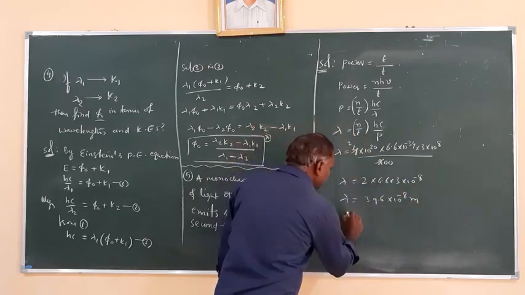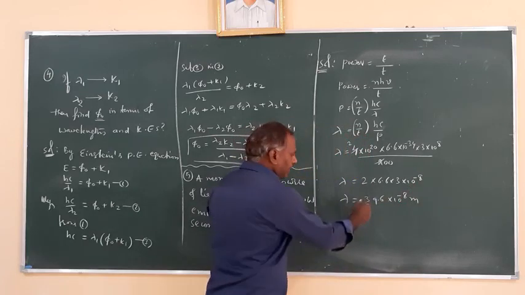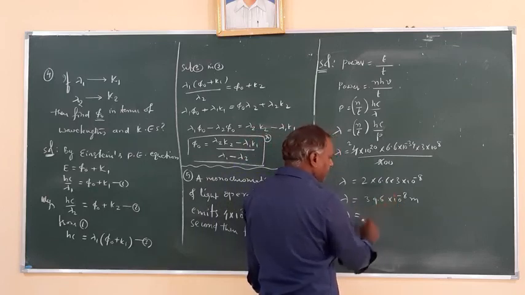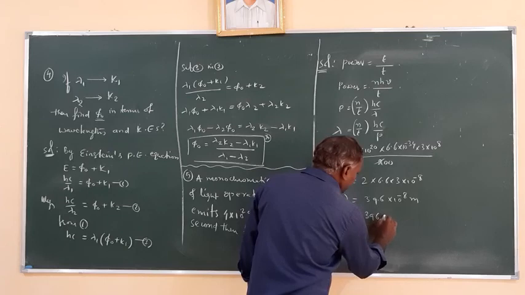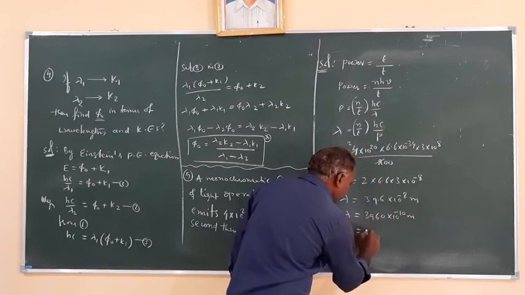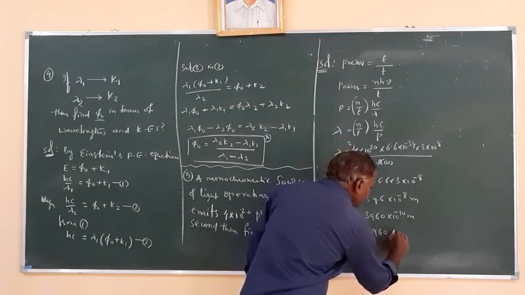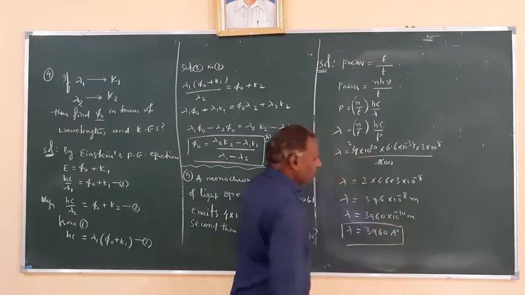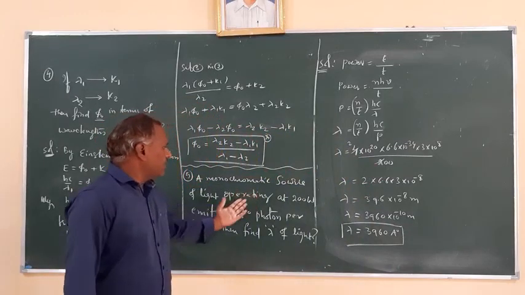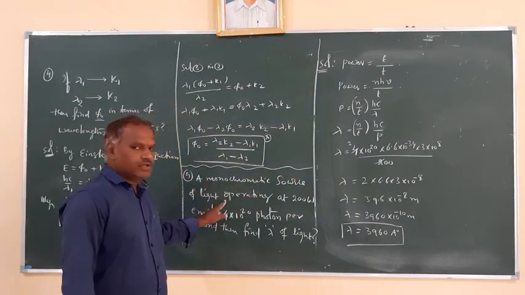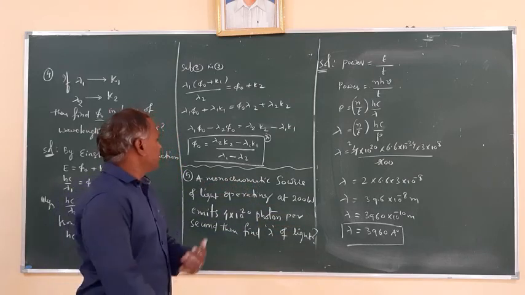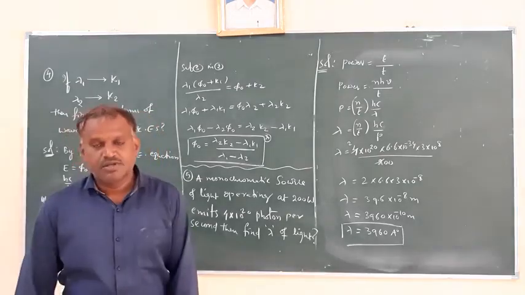Or you can write it in angstrom units. Multiply this by 100, that is, make two zeros. This becomes 3960 into 10 power minus 10 meters, or you can write the wavelength is equal to 3960 angstrom units. So this is the wavelength of the emitted light, that is, the incident light on that given material. That monochromatic source of light has a wavelength of 3960 angstrom units.